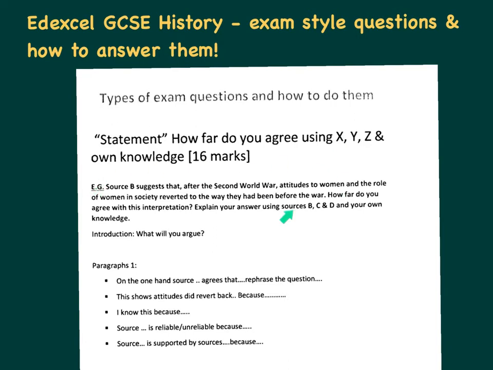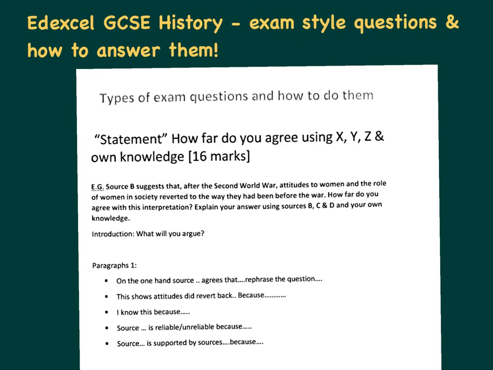So for example, you might get asked something like, source B suggests that after the Second World War, attitudes to women and the role of women in society reverted to the way they had been before the war. How far do you agree with this interpretation? Explain your answer using sources B, C and D and your own knowledge.